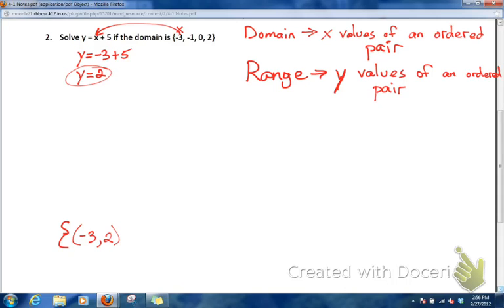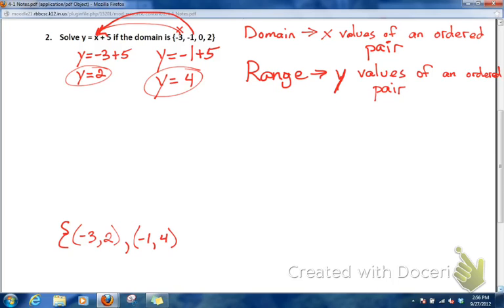Now I do this again. I'm going to plug -1 in there, and I'm going to write y equals -1 plus 5. So y equals 4. So what was my next ordered pair? Well, my next ordered pair is -1, comma 4.